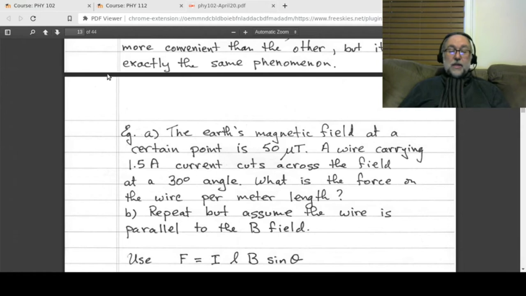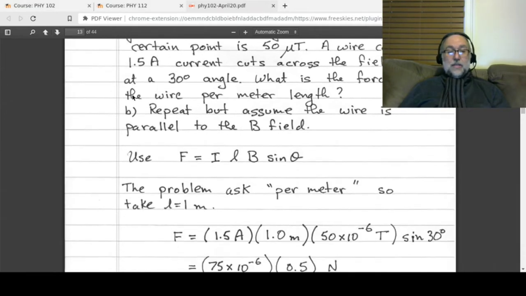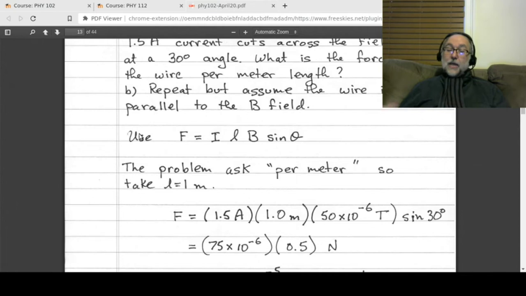Okay, so the first part is 30 degrees. So how does that work? Well, we're not talking a charged particle. I'll do an example of that in a minute. But we're not talking a charged particle here. Rather, we're talking a wire. So it's more appropriate to use this particular form. F is equal to ILB sine theta.